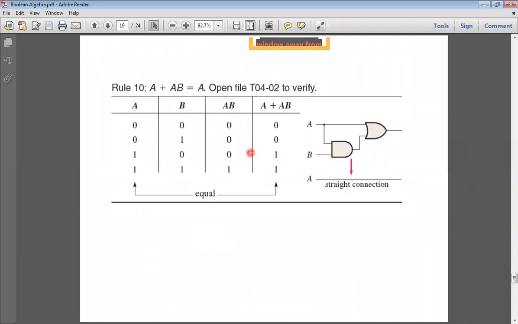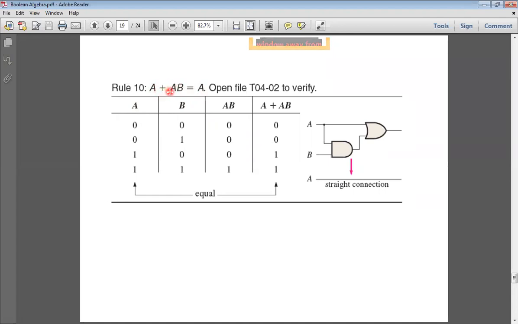In this slide, we have proved it, or verified it, using a truth table. So what is there in the left hand side? A plus AB. What is there on the right hand side? A. We have used two variables here, A and B. Write down A, B here. And what terms do we need to verify this law? We need the term AB, and we need A plus AB.